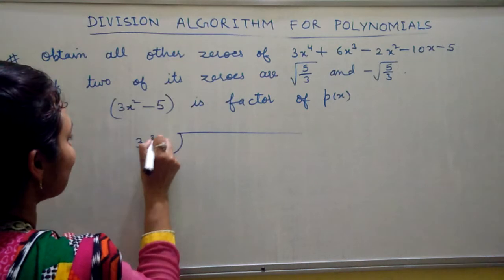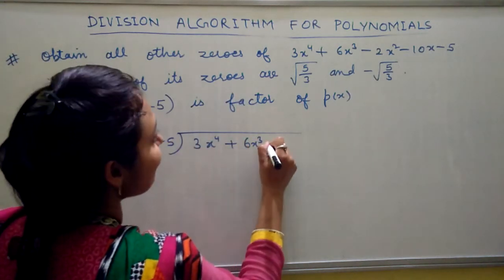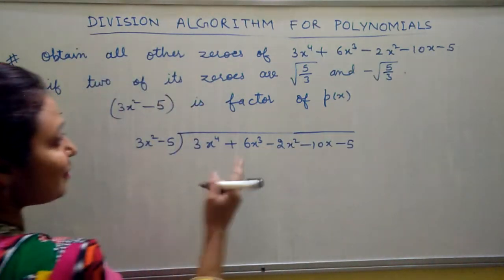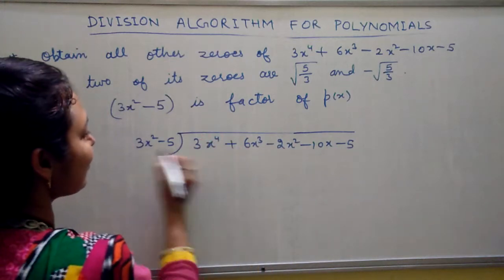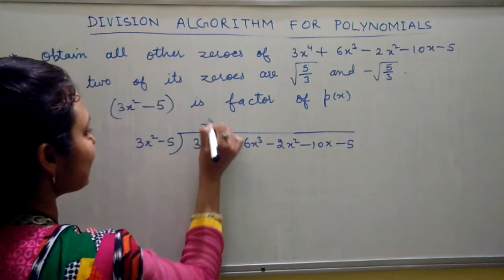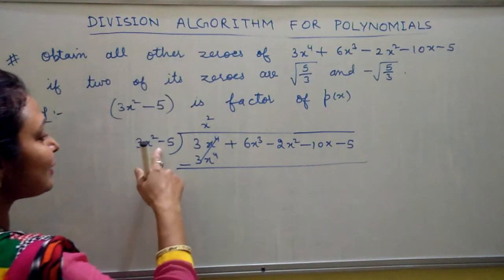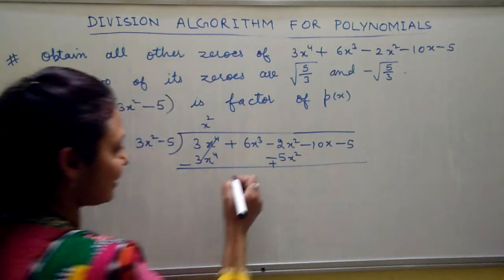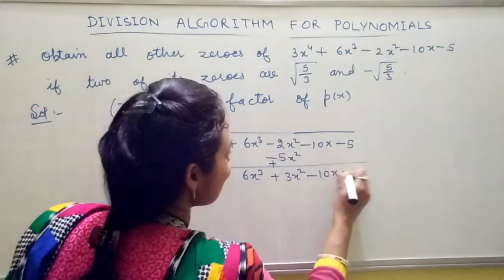So divide by 3x square minus 5. We have 3x4 plus 6x cube minus 2x square minus 10x minus 5. Now to make x raised to power 4, we need x square. 3x raised to power 4 is completely cancelled. Now I will multiply minus 5 with x square, which gives minus 5x square, and this converts into a positive sign. It comes 6x cube plus 3x square minus 10x minus 5.